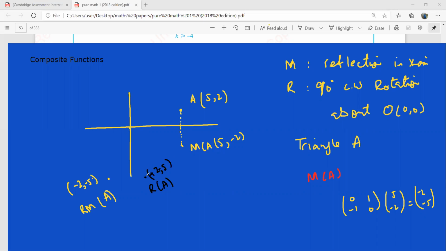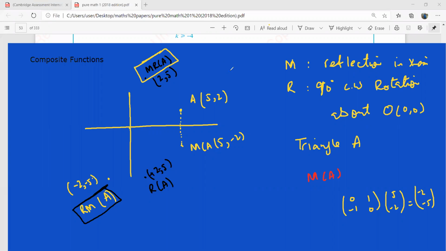And now if I reflect this here, this would be MR of A, which is going to be (2, 5). So what do you say? Do you still think that RM of A is going to be the same as MR of A? Why, children? No. Please be vocal about it, okay?